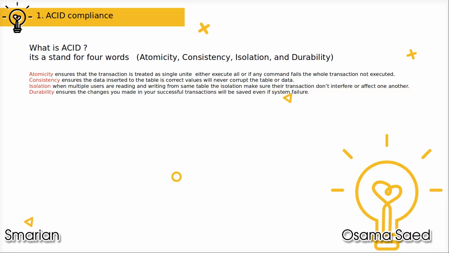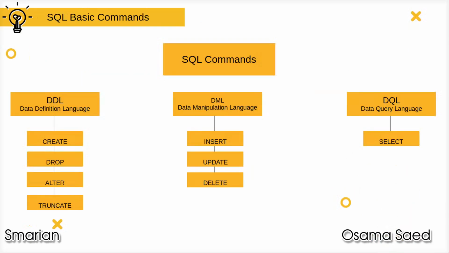So let's talk about some basic SQL commands. We have more than three types, but we will talk about three definitions: DDL, DML, DQL. DDL stands for data definition language. It has four commands: create, drop, alter, truncate. Create table, drop table or drop database, alter table, and truncate to empty a table. DML, or data manipulation language, is used to insert and update data in the database. DQL, or data query language, is used to select data from the database.